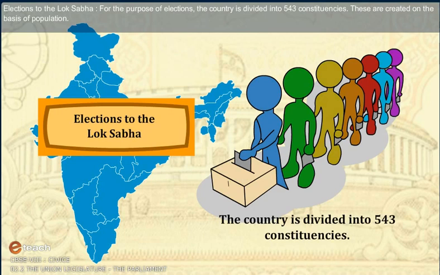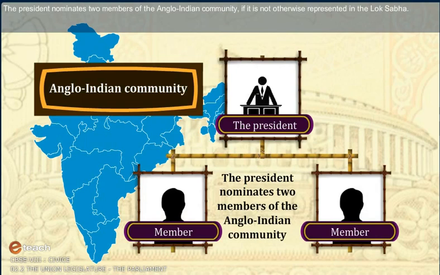Elections to the Lok Sabha. For the purpose of elections, the country is divided into 543 constituencies. These are created on the basis of population. The President nominates 2 members of the Anglo-Indian community, if it is not otherwise represented in the Lok Sabha.